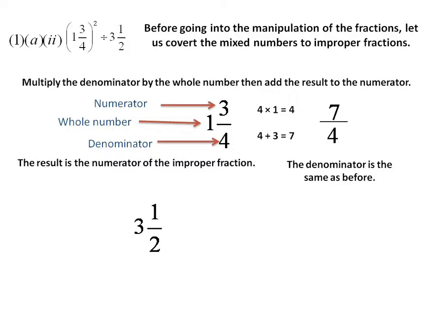Do the same. Denominator, multiply that by the whole number. The result is 6. To that result of 6, we add the numerator, which is 1. 6 plus 1 is equal to 7. And that is the numerator of the improper fraction. And the denominator will be the same as the denominator that we had before.